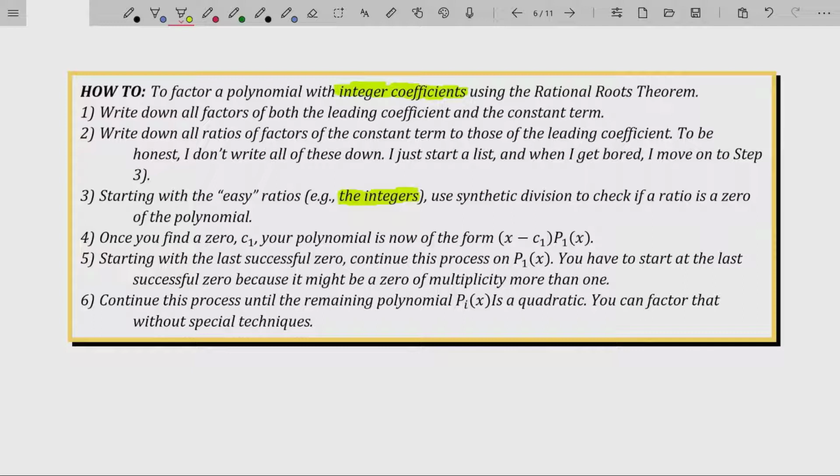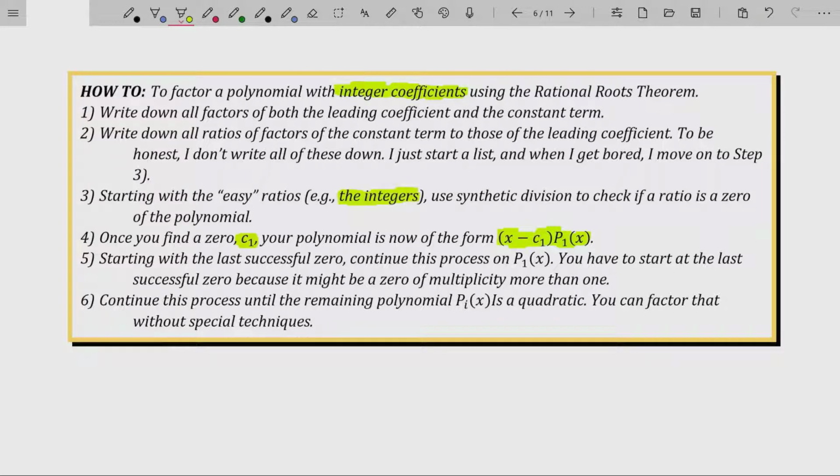So once you find a 0, let's call it c sub 1, now your polynomial is of this form, x minus c sub 1, times a new polynomial because you've just factored that out. And you continue that process. You just continue going through and checking.